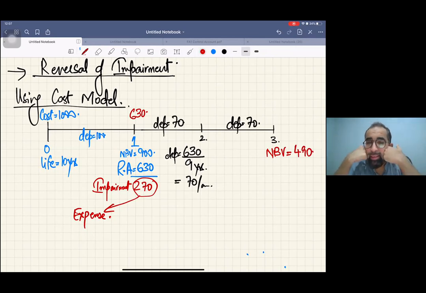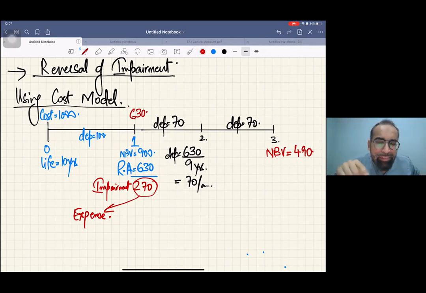Let us say we are using the cost model. Don't forget, cost model. Let us say at the end of year 3, conditions changed. The factors because of which we booked impairment have reversed. So now there is a hint of reversal of impairment. So what is the procedure? Easy things.